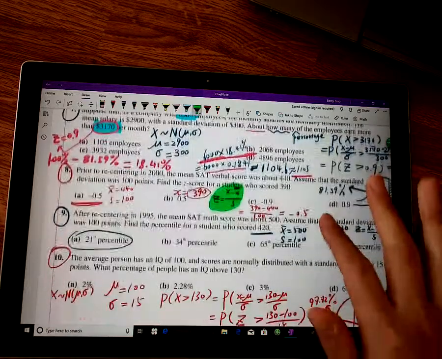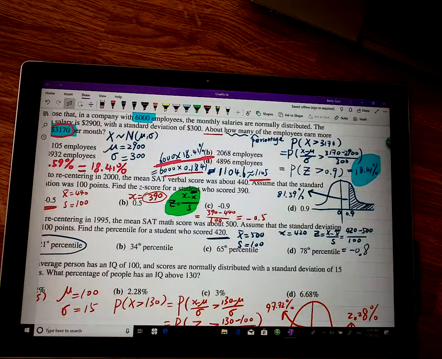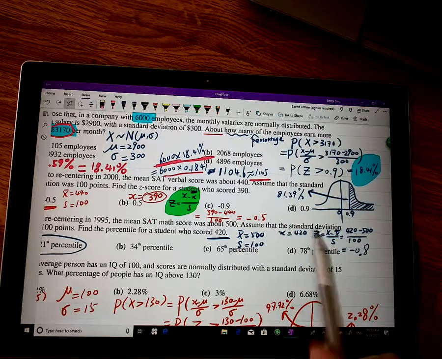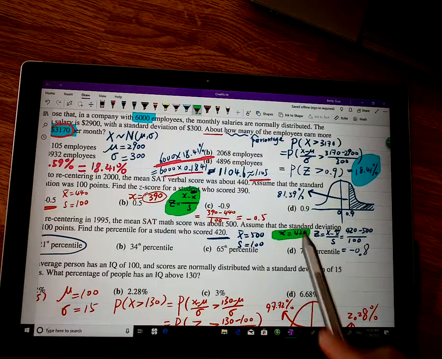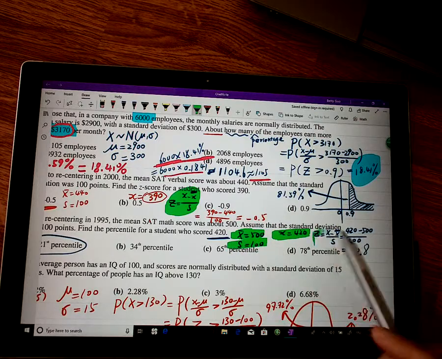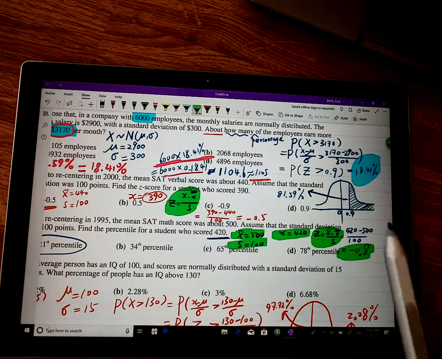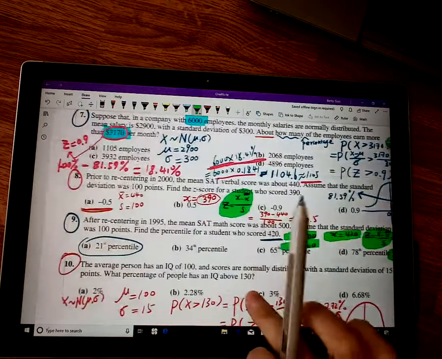Number 9. After recentering in 1995, the mean SAT math score was about 500. Assume the standard deviation is 100. Find the percentile for a student who scored 420. We're going to do the same thing. This time your X score is 420, the mean 500 is given, and the standard deviation 100 is given. Use this formula to find the z-score. You get negative 0.8, and go back to the table to find the corresponding percentile.